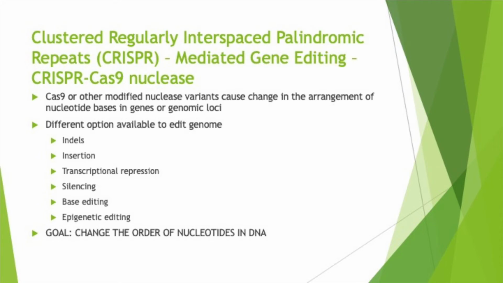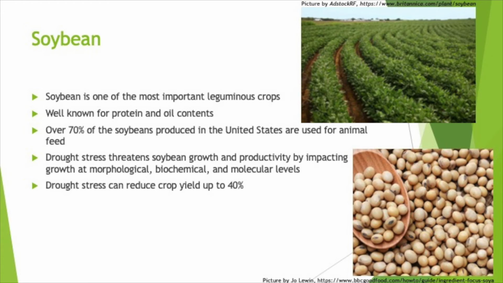These each alter the arrangement in different ways, but they all have the same goal of changing the order of nucleotides in DNA. Because if we can change the order of nucleotides, thus changing the structure, we can change the function. So, changing the genome might offer a long-term solution to issues that hurt crops like drought, pests, and disease.